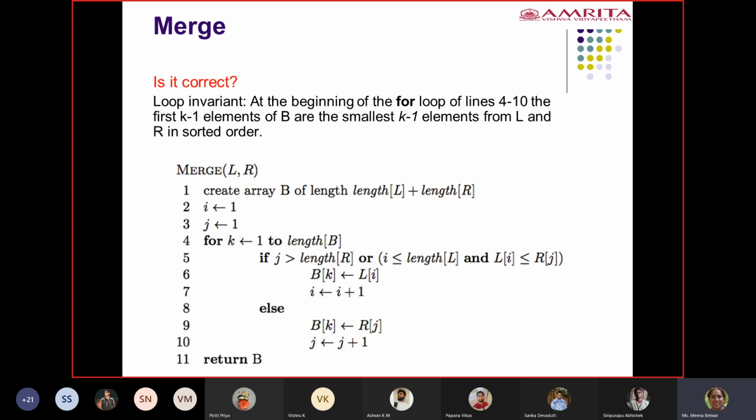So if you are in the kth iteration, you are saying that the first k minus 1 elements of the final output are the smallest k minus 1 elements merging L and R in sorted order. That is what it means, right? So that is your loop invariant. This is how it is written.